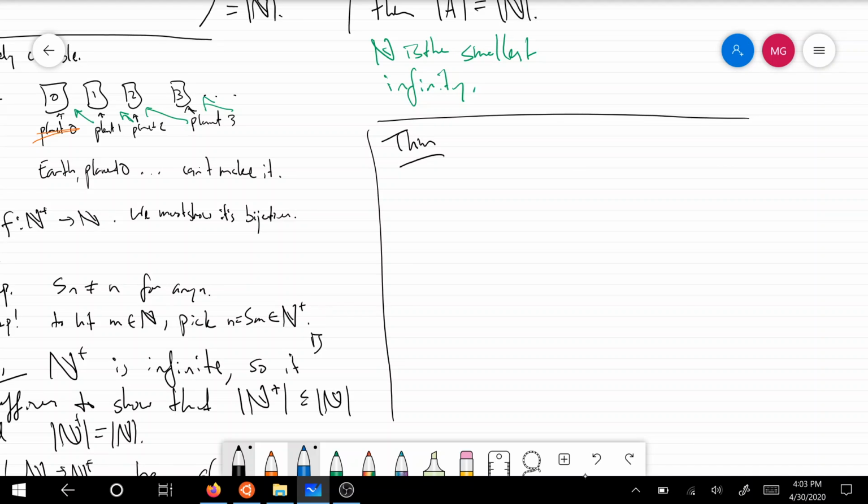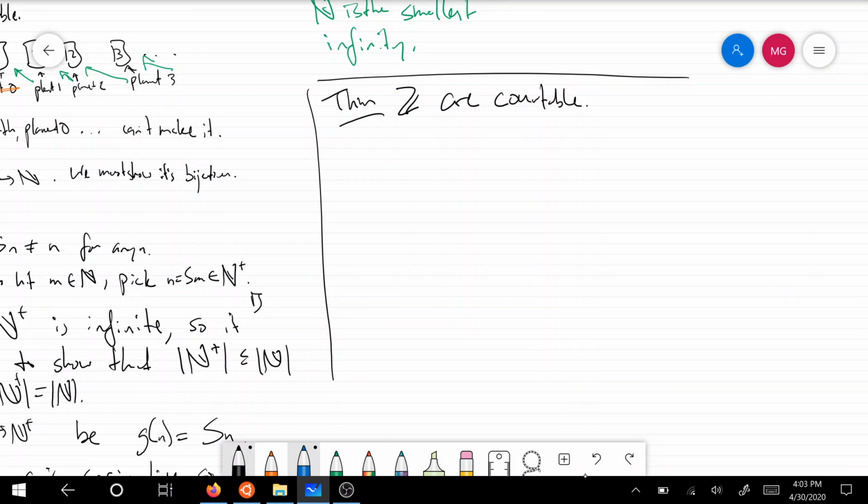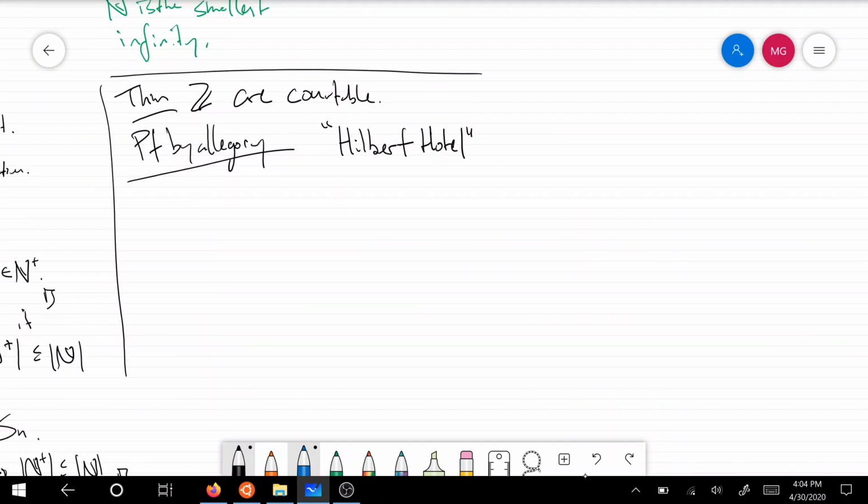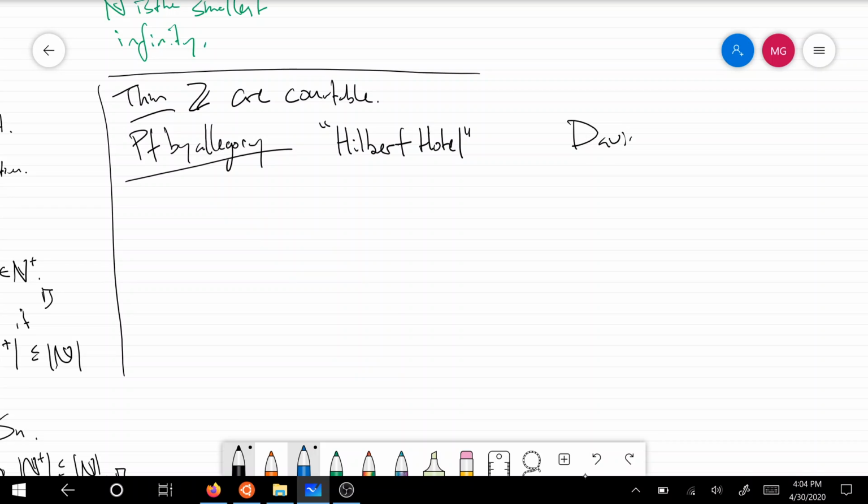Theorem. The integers are countable. Proof by allegory. Okay, same hotel. This hotel has a name. I didn't come up with this allegory. It's called the Hilbert Hotel, named after the mathematician David Hilbert.